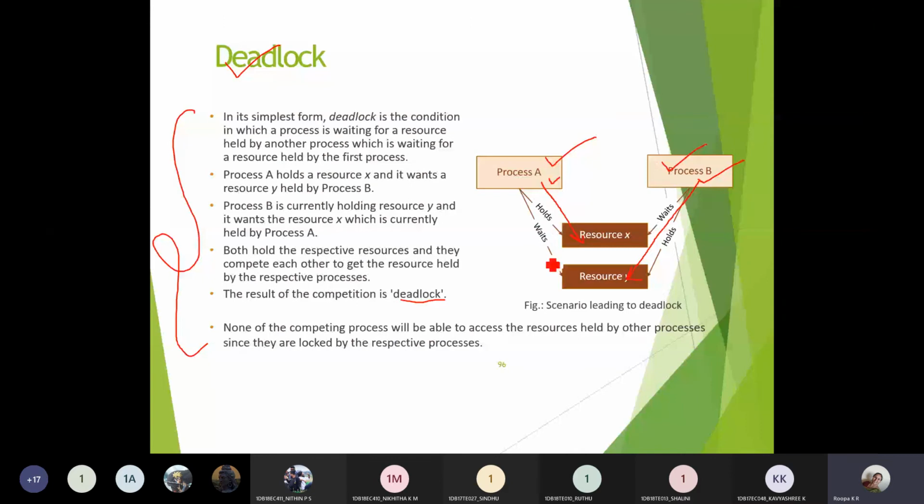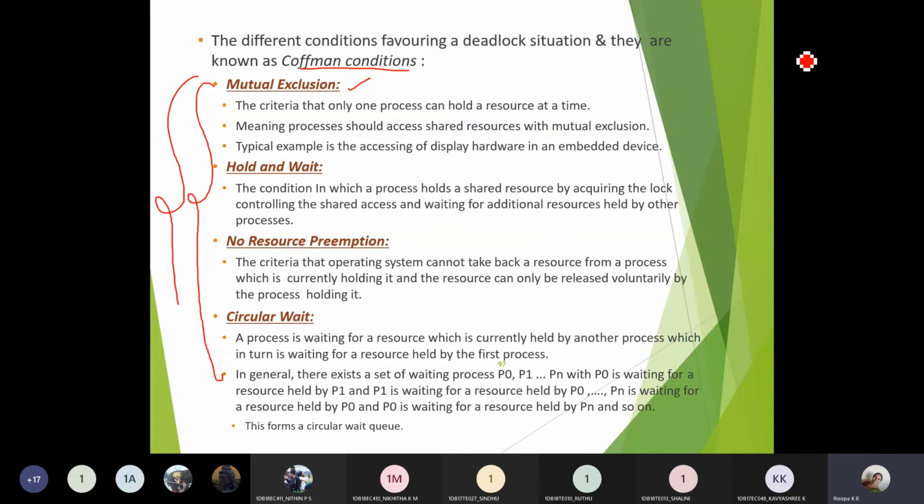Here, this process has held this resource, while it needs the other resource which is blocked by the other process. The process should access the shared resource with mutual exclusion. A typical example is accessing hardware in an embedded system.